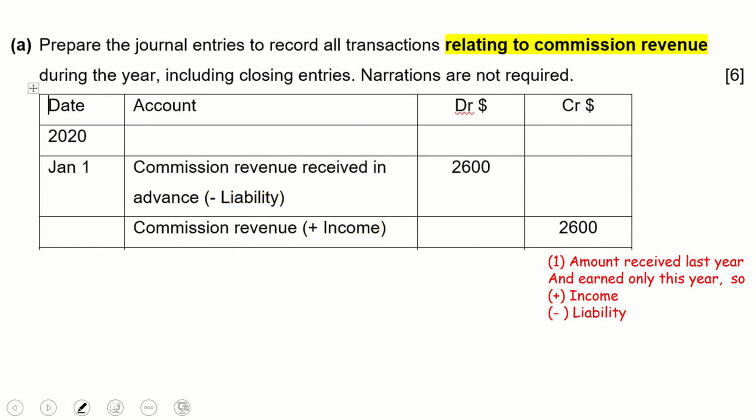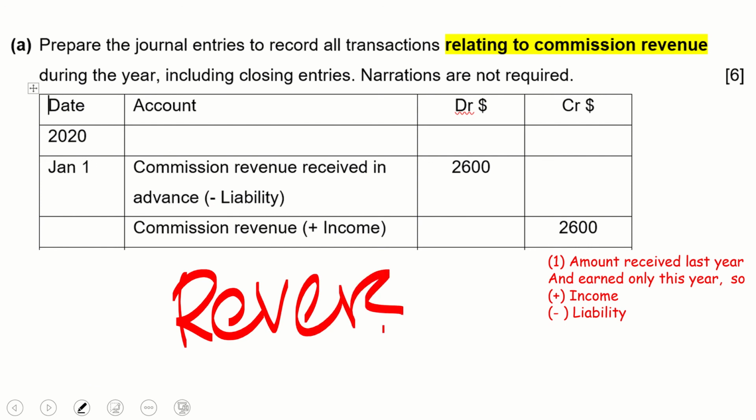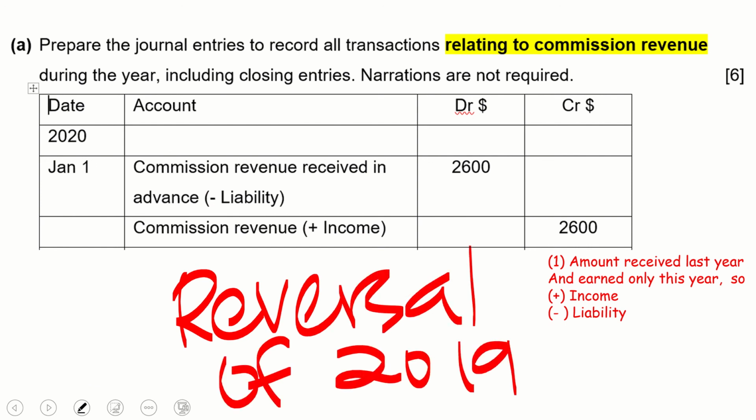Now, some of us will remember that this double entry is actually a reversal of the entry in 2019 year end. At year end, we reverse all these accounts. And we do this on 1st of January.